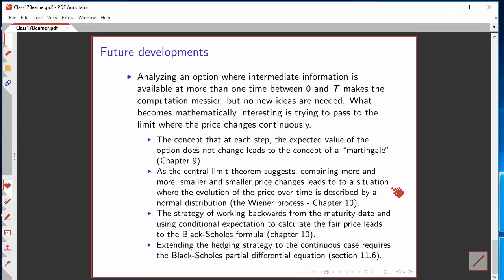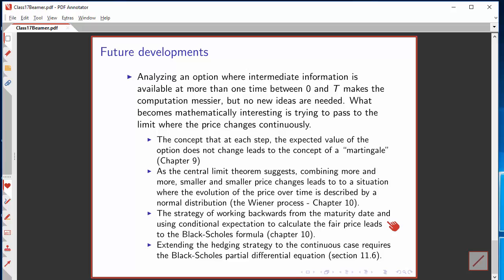If we have more and more situations where the price can change, the price changes will be smaller and smaller. If you think about the central limit theorem, you might say, oh, this is going to involve some sort of e to the minus x squared density function. That's right, we'll get a normal distribution, and we will invent the so-called Wiener process.